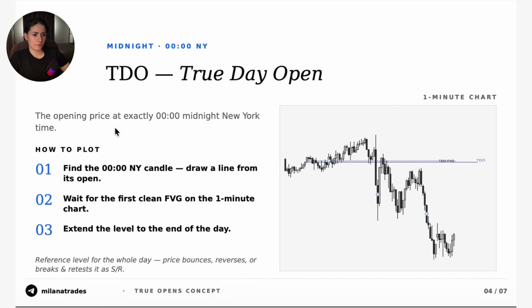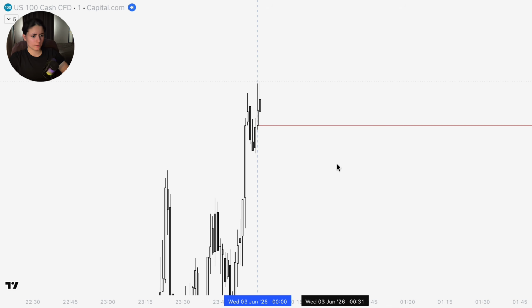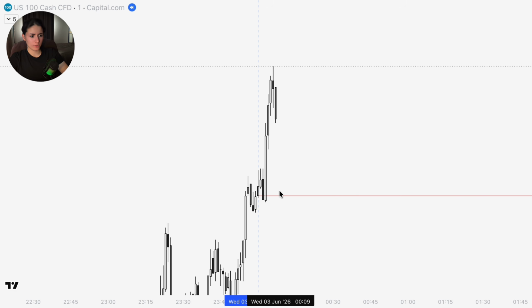Let's start with the definition. First, true day open is simply the opening price at exactly 0000 midnight New York time. How do we plot it on the chart? First, we find a candle that shows midnight New York time. Then we draw a horizontal line from its opening price. Next, we move forward a little bit and wait for the first good FVG to form on the 1 minute time frame. Once it forms, we extend this level until the end of the day.